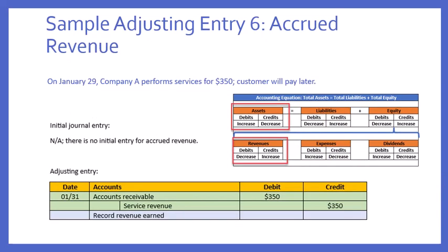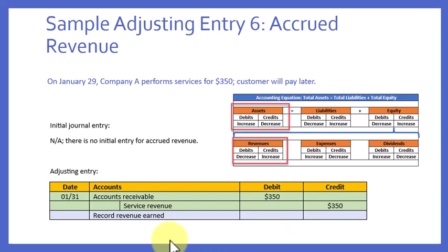Accrued revenue. This is when we have done work that has not been reported or collected. So let's say that on January 29th, we perform services for $350. We send the customer an invoice and they're going to pay us next month. We need to report the revenue because we have earned it. The revenue has been earned. Remember, matching principle and revenue recognition, we report the revenue when we earn it.